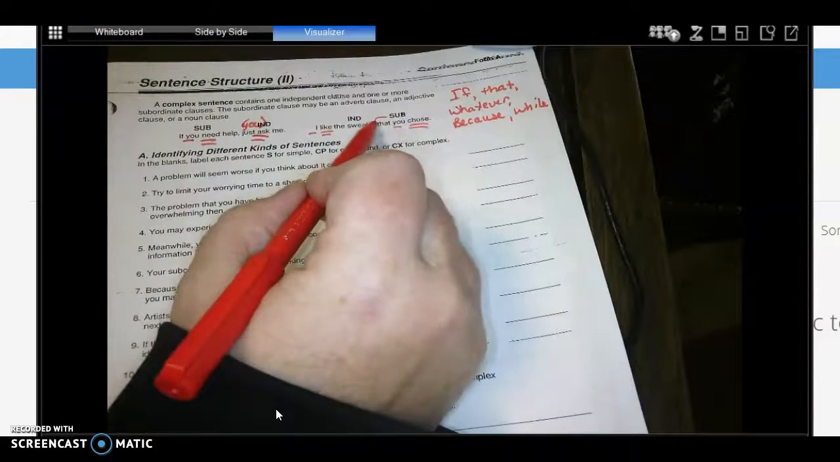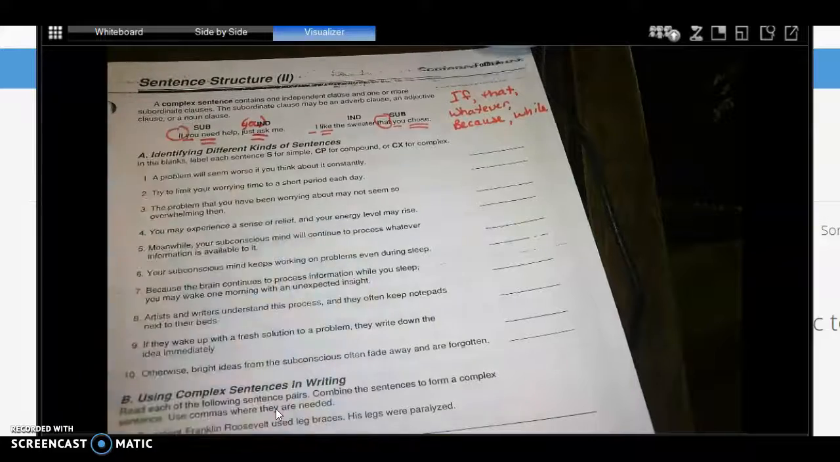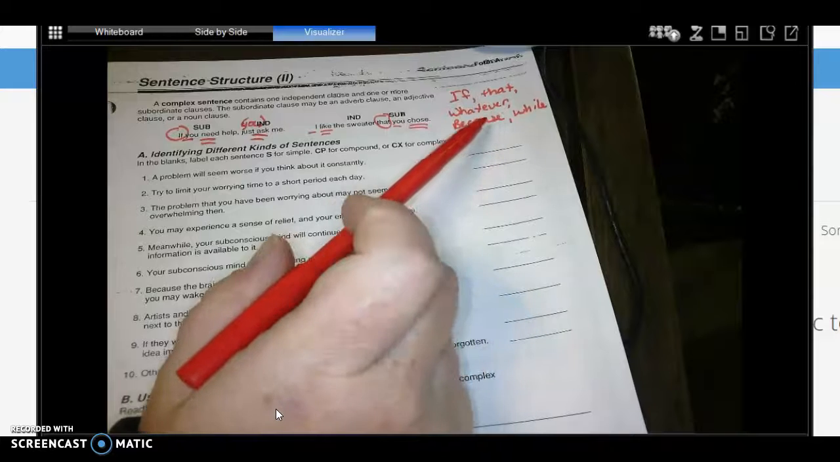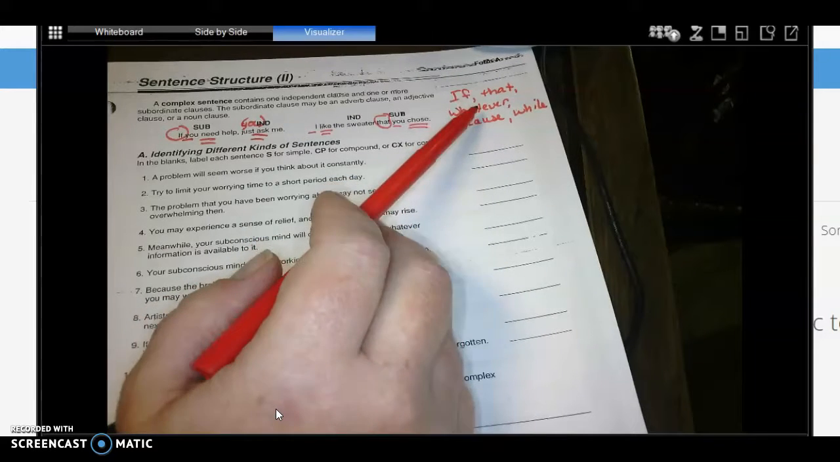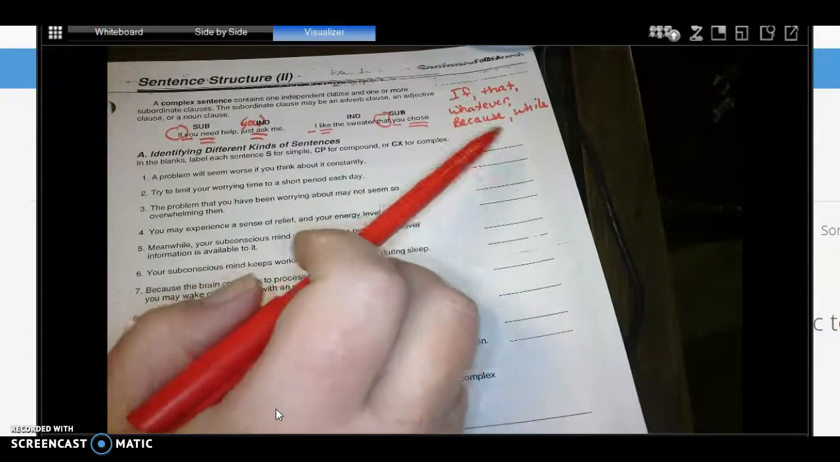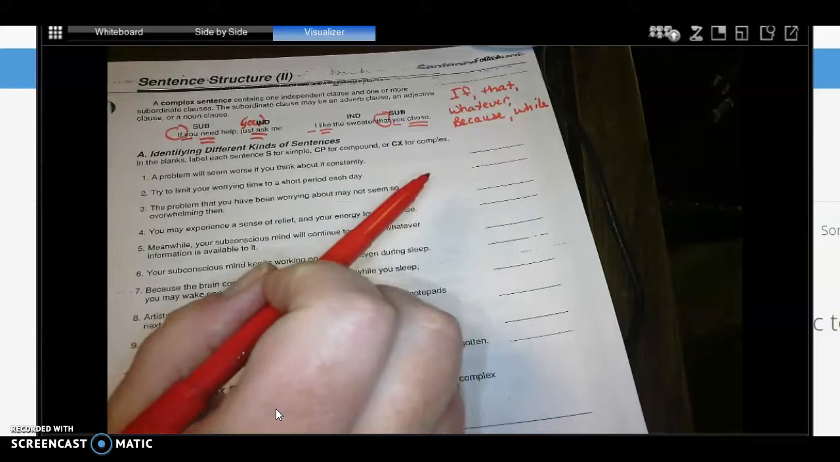Now if you look at both of these, they start with a clue word that indicates that this is a dependent or subordinate clause. I've listed up here at the top of the page the clue words that this page uses. This is not all the clue words for dependent clauses, but it's some of the ones that we see a lot. The ones on this page are if, that, whatever, because, and while. So I've listed them up here to give you a clue about what some of those clauses are.